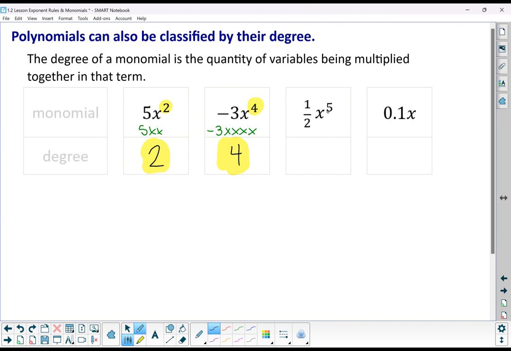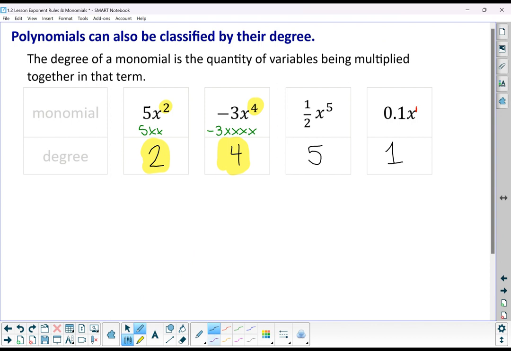So we've got an x to the 5th in this expression, so that's a degree 5. In this one, we can't see a power, but we can see that there is one x. And if it doesn't have a power, we know that that's a power of 1. So this is a degree 1 polynomial or monomial.